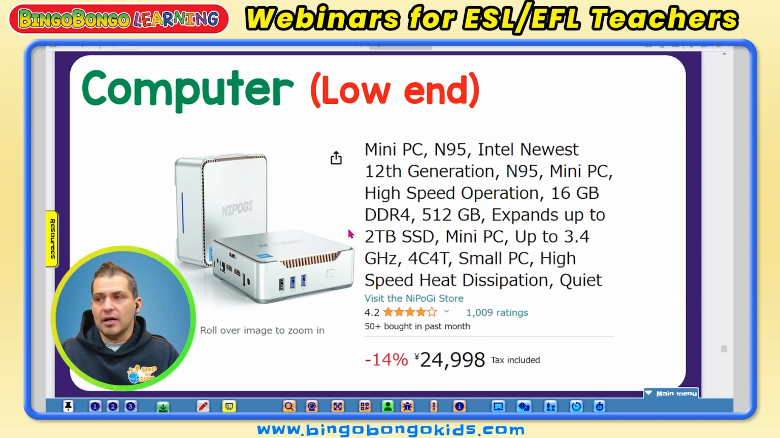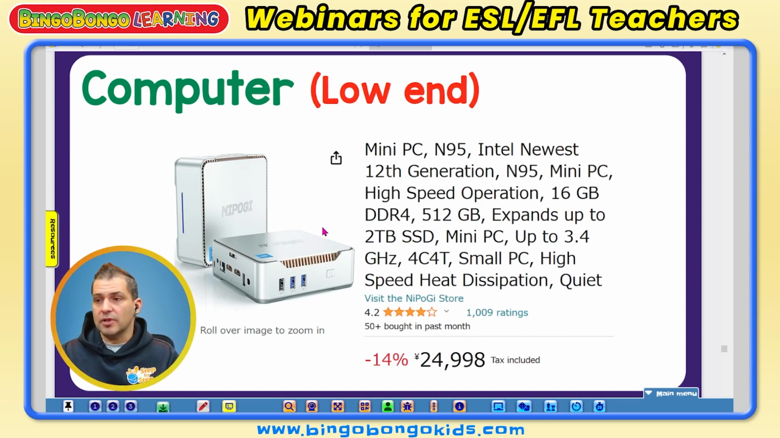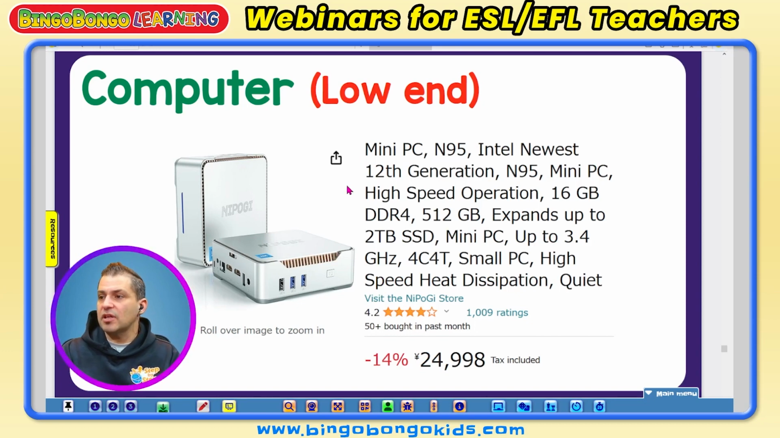If you have USB-C, you can run HDMI through that for most computers that have that enabled. So anyway, 24,000 yen is very cheap for setting up a computer that can run basically everything I need, including OBS and taking these videos.